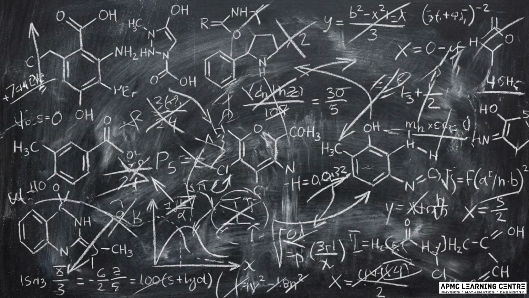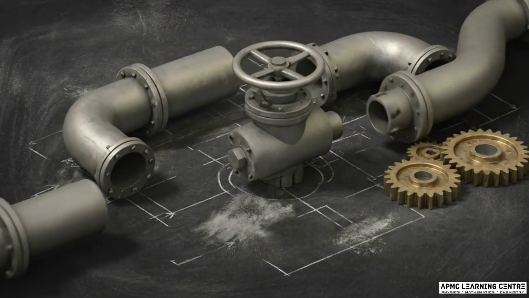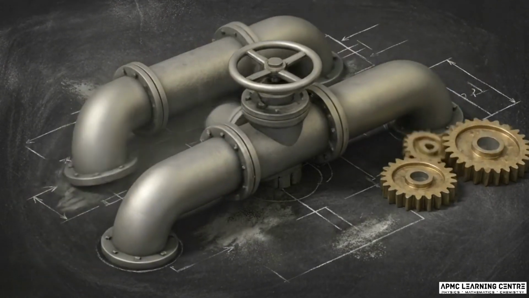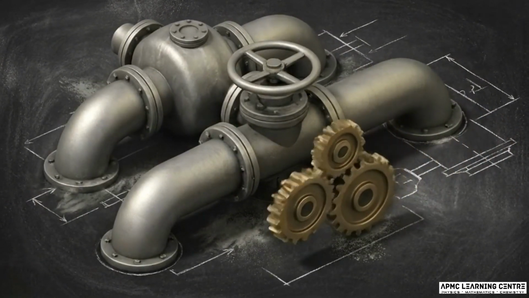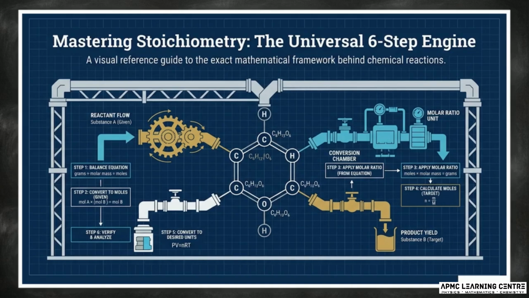Chemistry math often presents as a chaotic swirl of guesswork, a collection of isolated formulas with no clear connection. We can replace that unpredictable mess with a rigid, mechanical system. Think of it as an industrial pipeline, where data goes in one end and the correct answer comes out the other. This is the universal six-step engine.